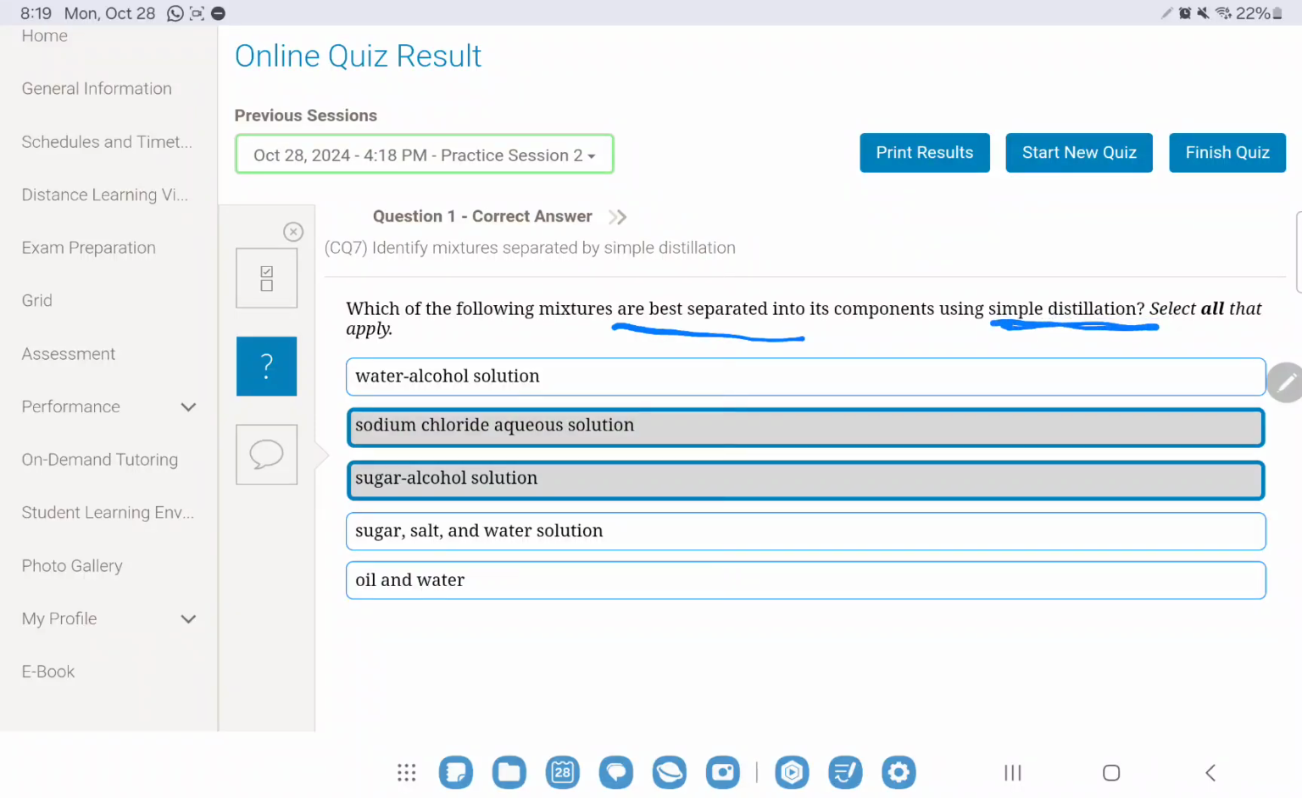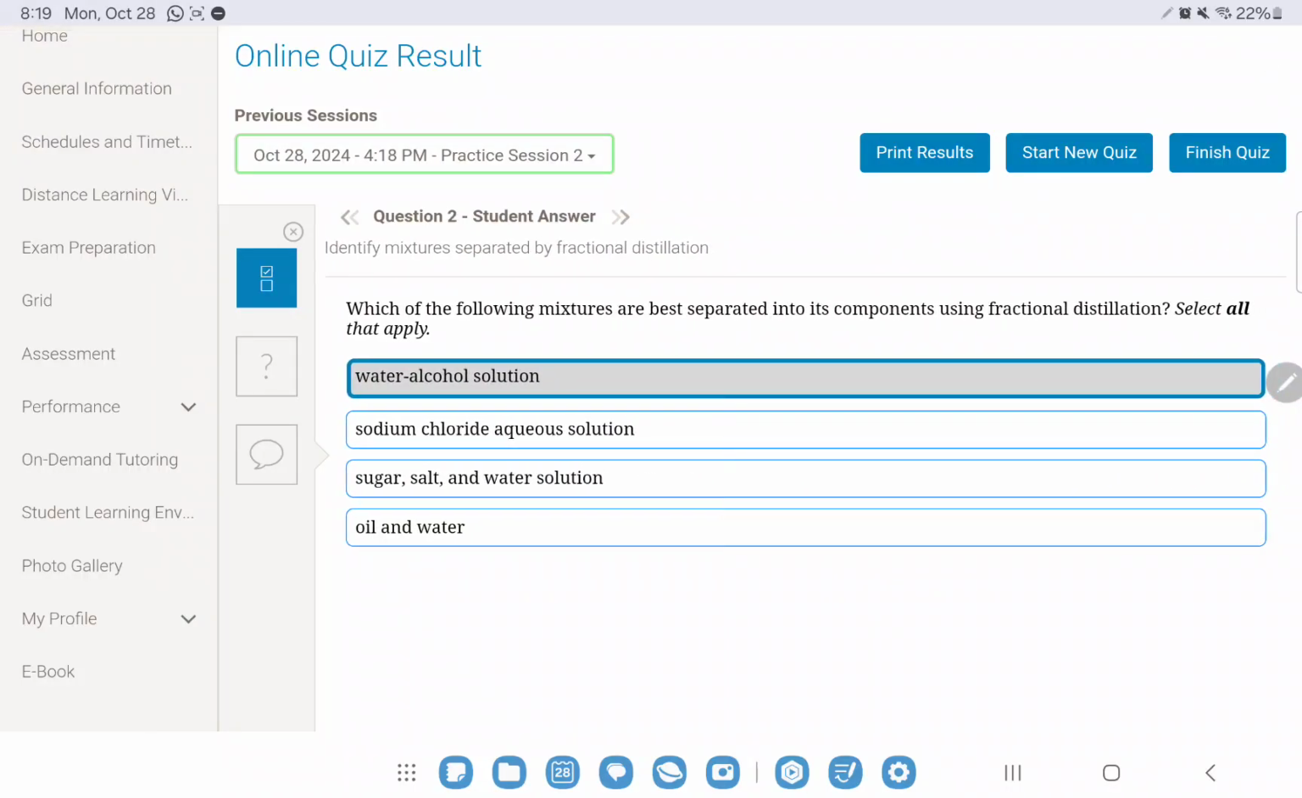Simple distillation is the one where you have to evaporate the liquid and condense it. If you watched my video explaining the topics, we know that most aqueous solutions, like sodium chloride, which was the example they gave us in the paper, and sugar alcohol solution are separated by simple distillation. Sugar, salt, and water, no, because you're still going to have salt and sugar in the same thing. Oil and water, no, because they're two immiscible liquids that you can separate by separatory funnel. Water alcohol solution, we cannot use simple distillation because they have really close boiling points.